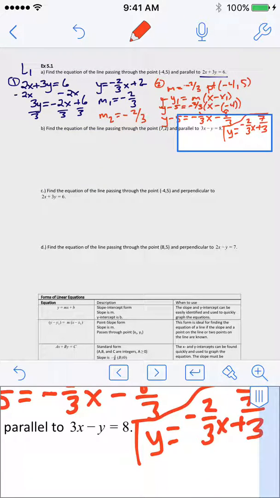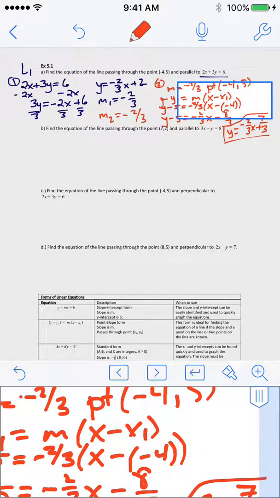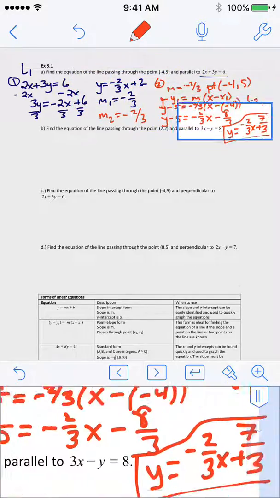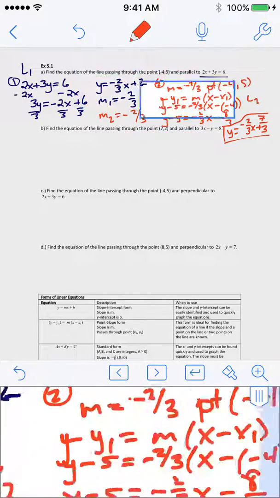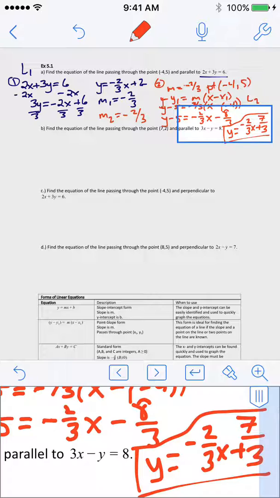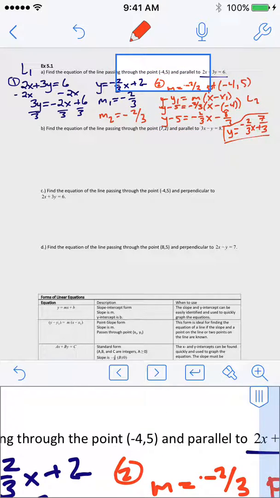Alright, so this line 2 is going to be parallel to the first equation because, notice, it's got the exact same slope and different y-intercepts. So that's how you would find the parallel line to this first one. And since we used this point to find this equation, we know that this one goes through (-4, 5).